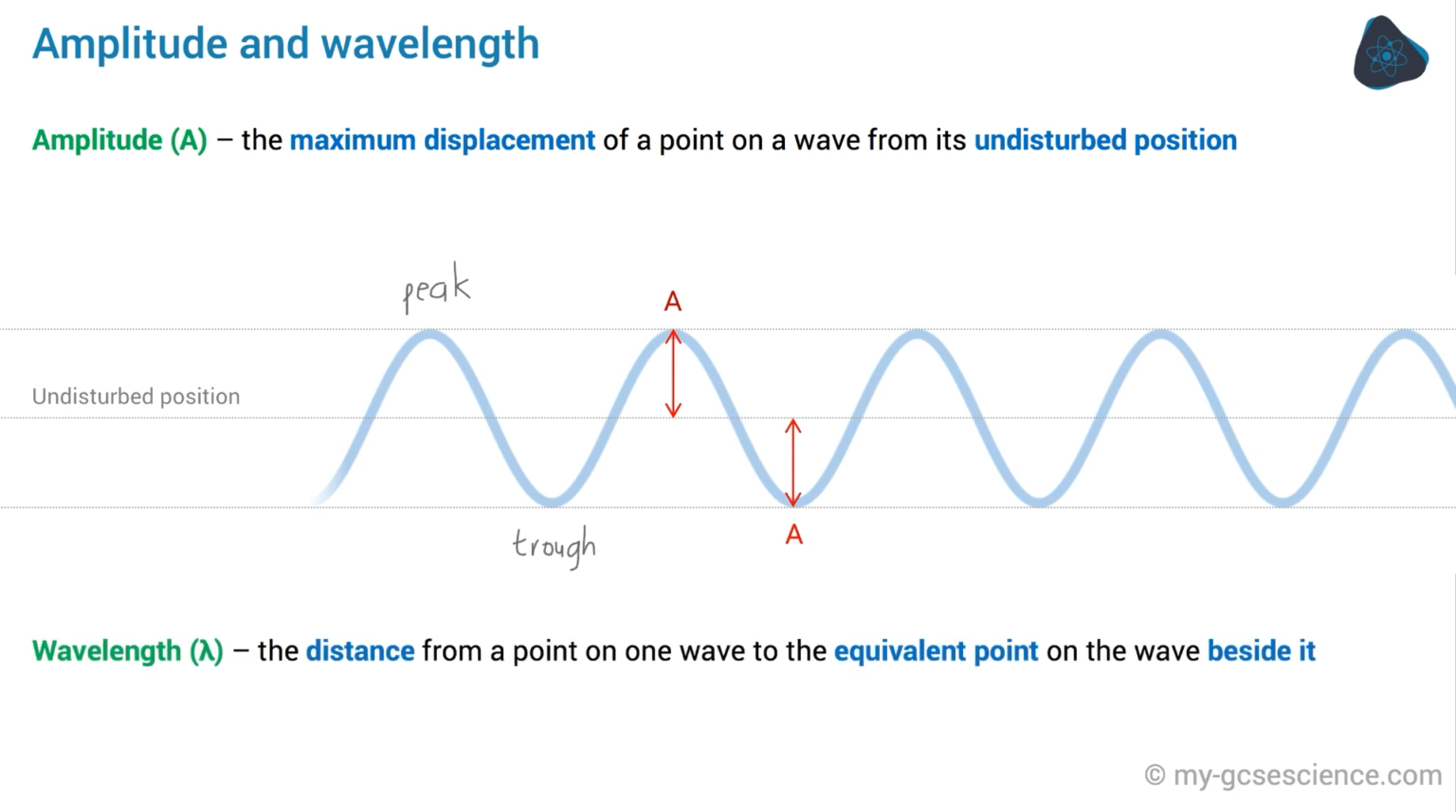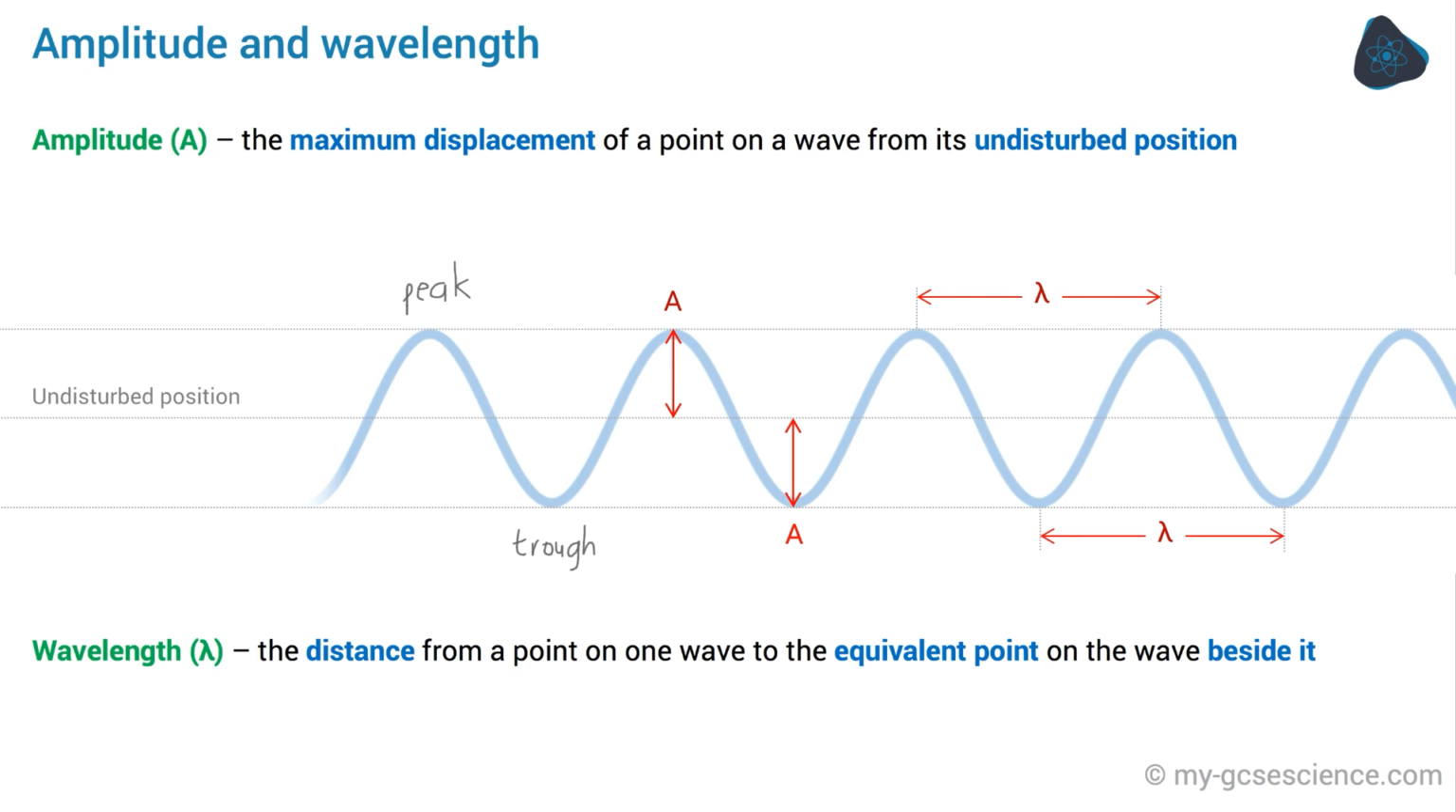The wavelength of a wave is the distance from a point on one wave to the equivalent point on the wave beside it. The easiest way for us to measure the wavelength of this wave is to measure the distance from a peak to the peak beside it, or from a trough to the next trough over, like this.